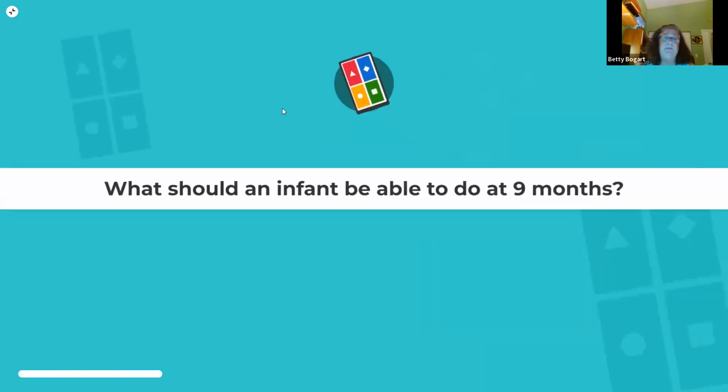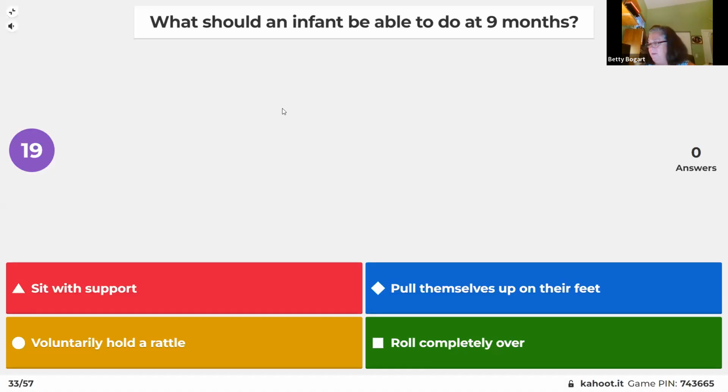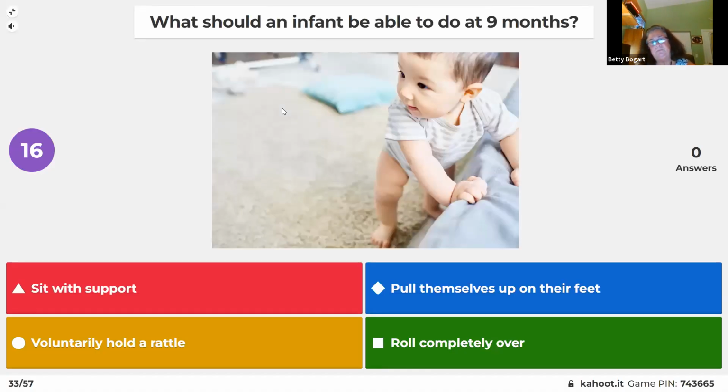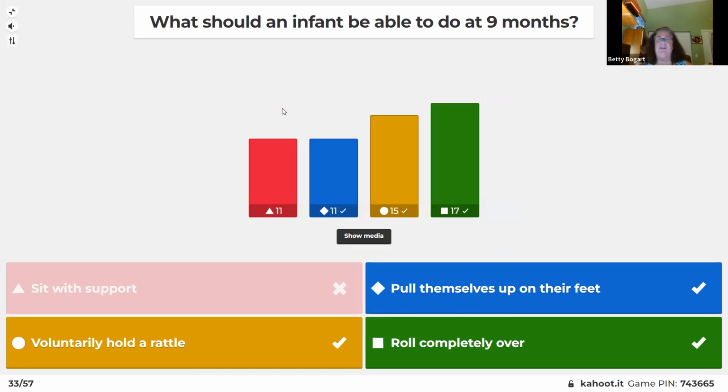A multi-select. What should an infant be able to do at 9 months of age? At 9 months, all of these. So they don't need support to sit at 9 months old. They should be able to sit unsupported. Yes, they're going to hold a rattle. They're going to shake it. They're going to put it hand to hand even. They're going to do a pincer grasp that's almost okay. And they're going to pull themselves up. They're going to creep and they're going to roll over. Yes.